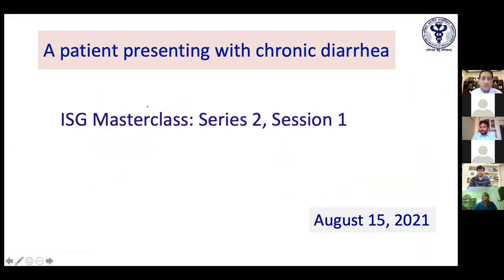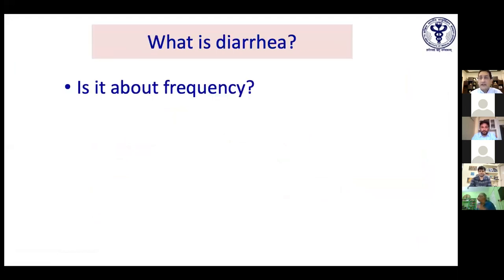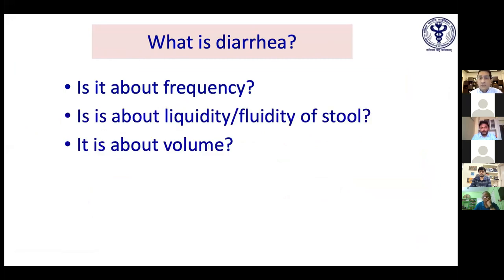So what are we going to do? How do we approach a patient with chronic diarrhea, and what are the basic principles in addressing that? The first and most important step in making the diagnosis of chronic diarrhea is looking at the stool, how the stool is, and that gives the diagnosis. So while approaching, what is important? Is it the frequency? Is it the liquidity or fluidity of stool? Or is it the volume of stool? All three are very important. And let me address why the three are important.